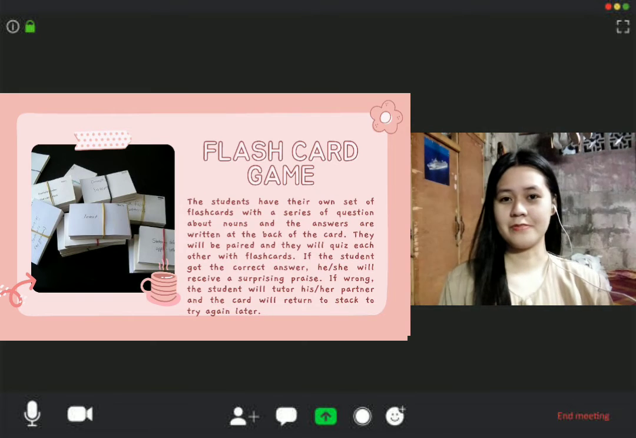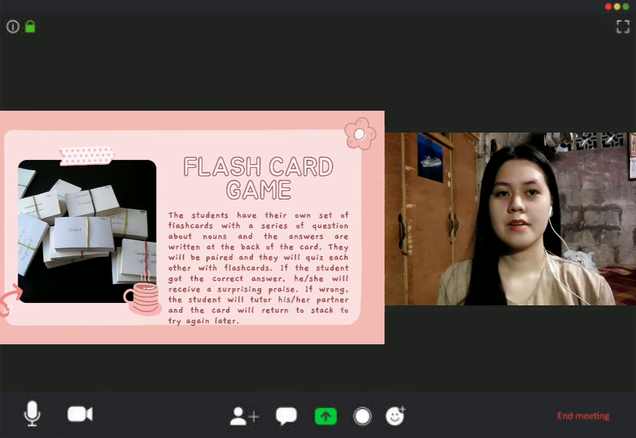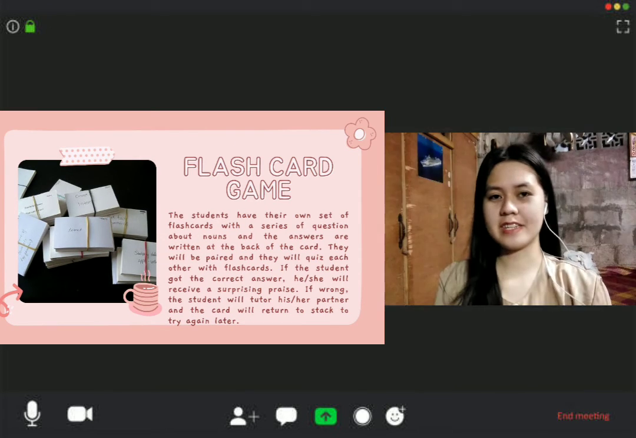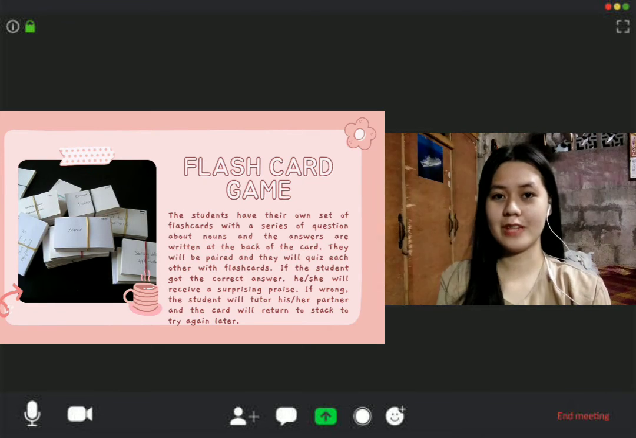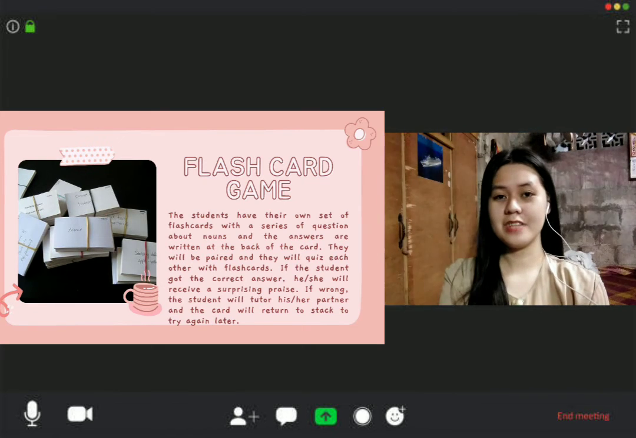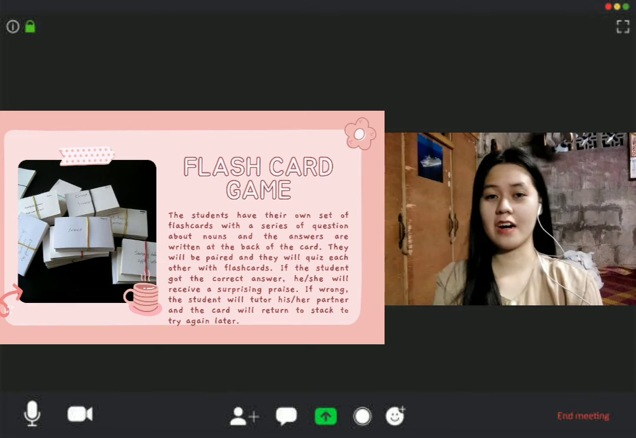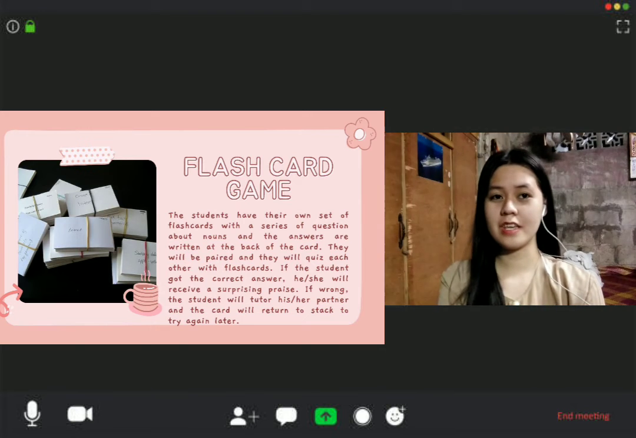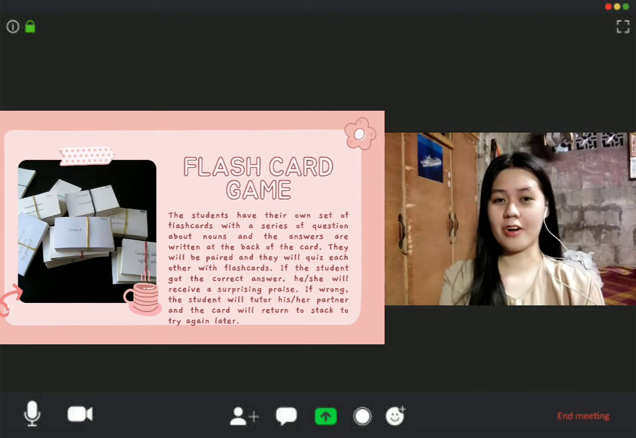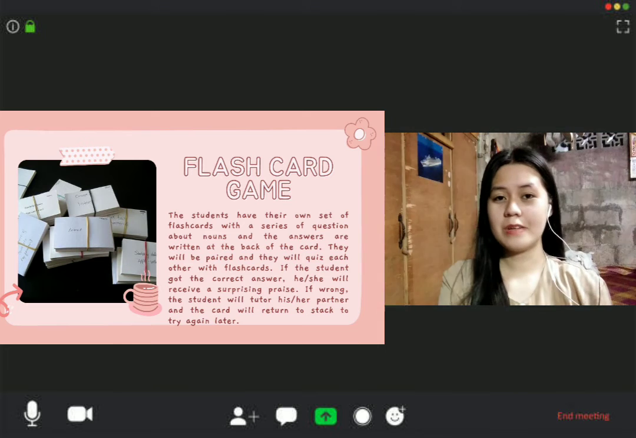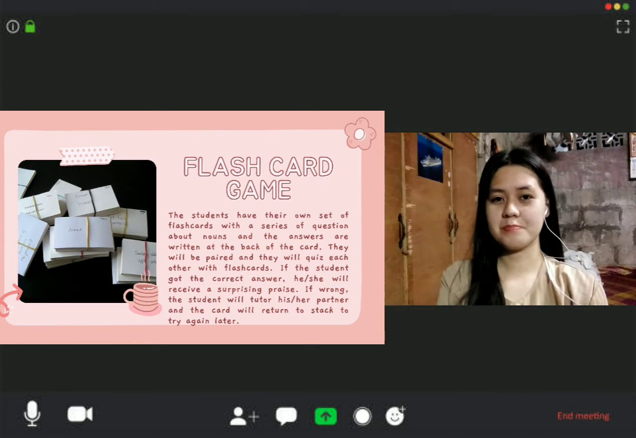So now that we have finished discussing the lesson, I will give you an activity. So here is our first activity and it is called flashcard game. The students have their own set of flashcards with a series of questions about nouns and the answers are written at the back of the card. You will be paired and you will quiz each other with flashcards.